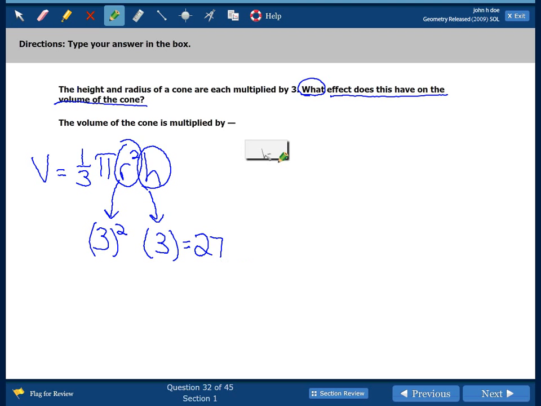That's going to be our answer. So we click on the arrow and we type in 27. So remember, the radius is getting squared, 3 squared times another 3 for the increase in the height.